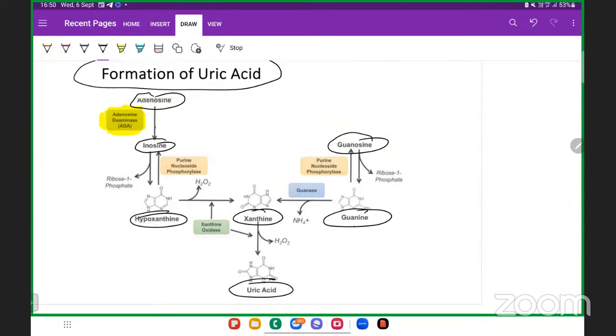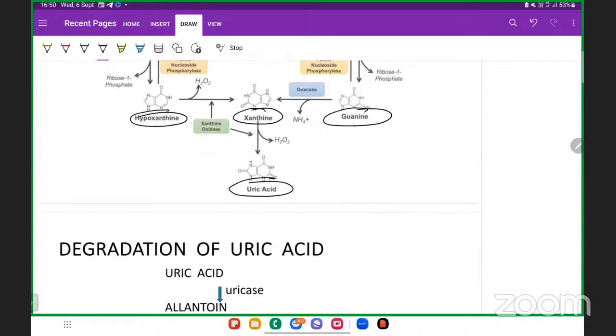So you have adenosine and guanosine. Adenosine is broken down in the presence of adenosine deaminase to form inosine, and inosine in the presence of purine nucleoside phosphorylase gets converted into hypoxanthine. Similarly, guanosine in the presence of purine nucleoside phosphorylase gets converted into guanine and then xanthine. Ultimately, this xanthine is going to get converted into uric acid.